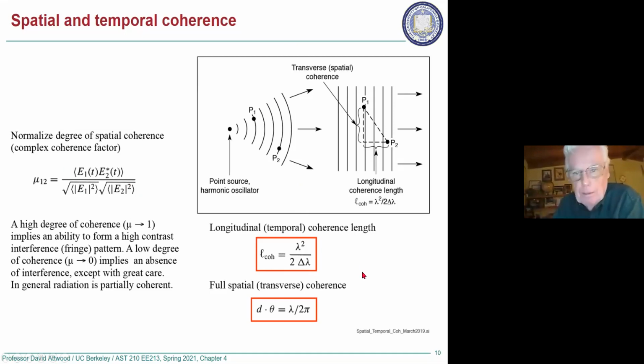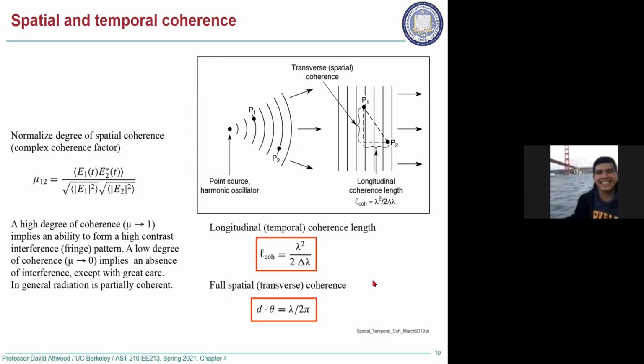So something else? How can you ensure that the longitudinal coherence length is longer? Is it just with a higher wavelength, or a smaller difference in wavelength?